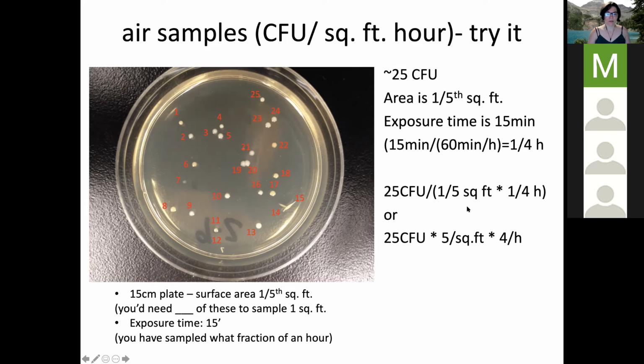However, intuitively, most people prefer to do this. You take your 25 CFUs, you multiply it by 5 because it takes 5 plates to cover a square foot, because each plate is only a fifth of a square foot. And you multiply by 4 because we only exposed for 1/4 of an hour, but we would have needed to have a 4 times longer exposure to get to a full hour. Either way, the answer is the same.